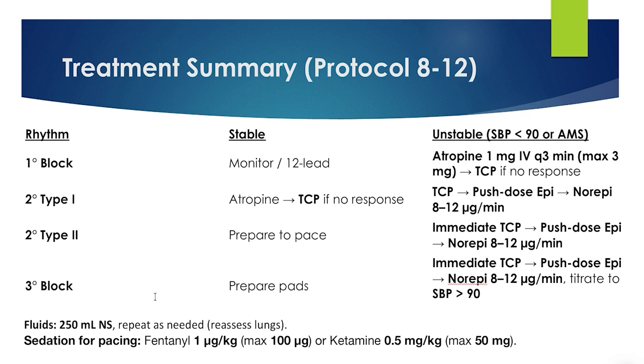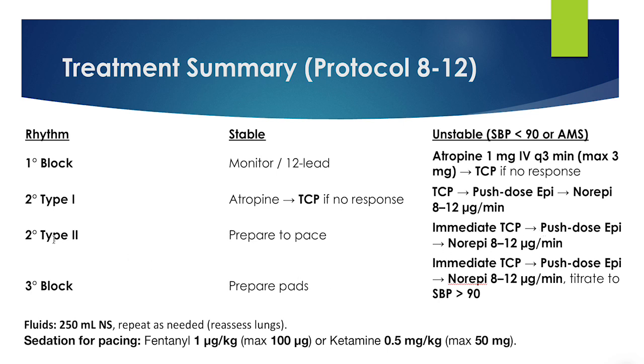So, treatment summary. First degree AV block, gonna monitor, get a 12 lead, and with any signs of instability, you can give atropine. If atropine is not working, can move to transcutaneous pacing. Second degree type 1, or Wenckebach, that will respond to atropine. Same thing, if atropine is not working, transcutaneous pacing. If that is not working, we can do push dose epi. If that is not working, we can go to augmentable norepi.